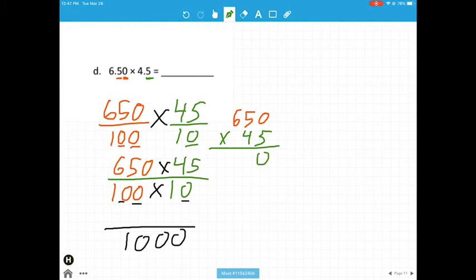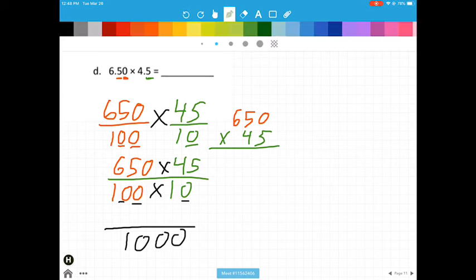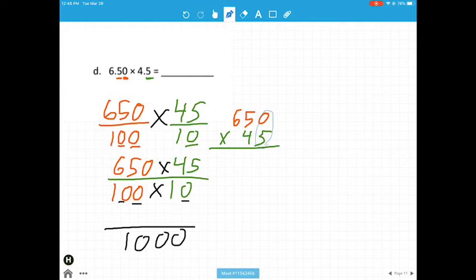5 times 0 is 0. 5 times 0 is 0. 5 times 5 is 25. I'm going to put a 2 up here. And I'm going to do 5 times 6 is 30, plus a 2 is 32.